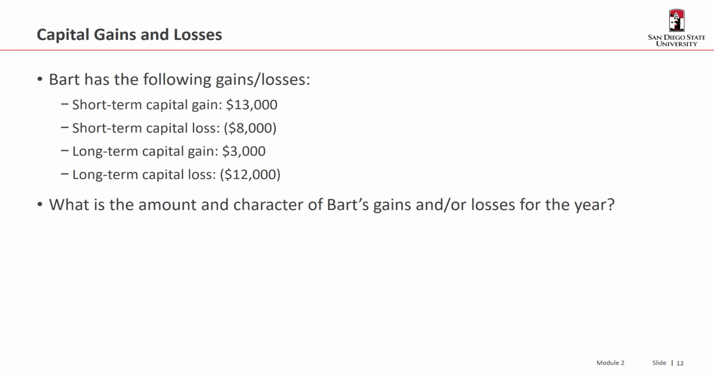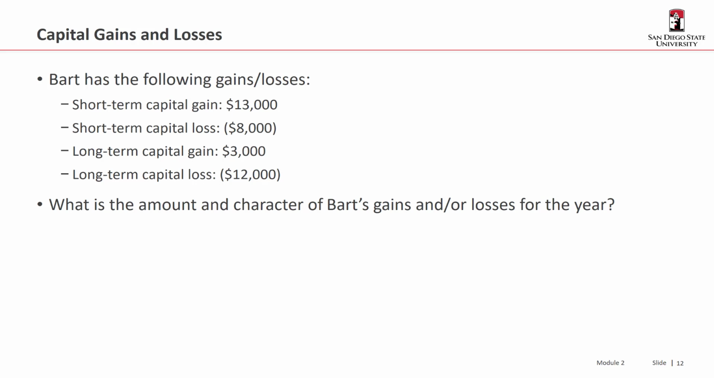Okay, so Bart has the following gains and losses. He has a short-term capital gain of $3,000, a short-term capital loss of $8,000, a long-term capital gain of $3,000, and a long-term capital loss of $12,000. What is the amount and character of Bart's gains or losses for the year?